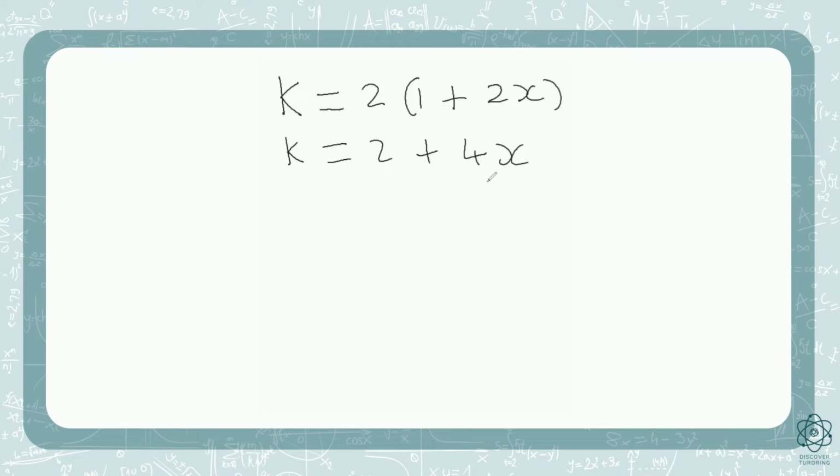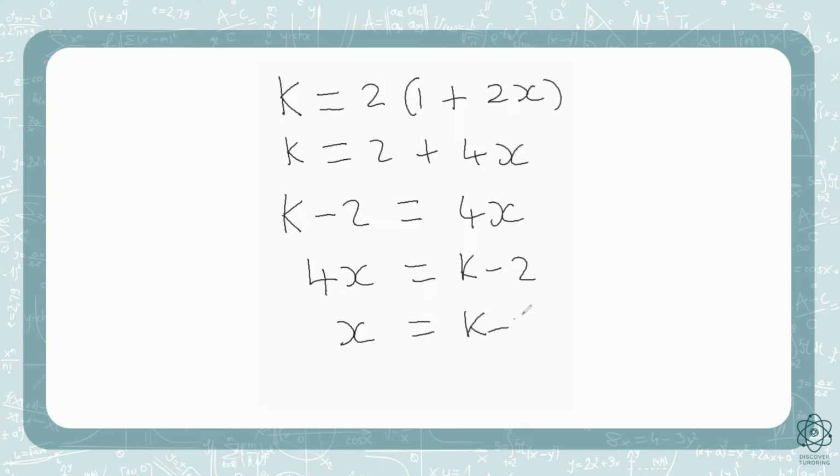And so we're ready now to move on to rearrange this equation to get x onto its own, to make x the subject. So we take now this positive 2 and take it away from both sides. So we have k minus 2 now equals positive 4x, and now we want to just rearrange this to make it look a bit tidier. So you just swap it around. 4x equals k minus 2. Now we need to divide both sides by 4 in order to get our final answer. So x equals k minus 2 over 4, and then that's our final answer.